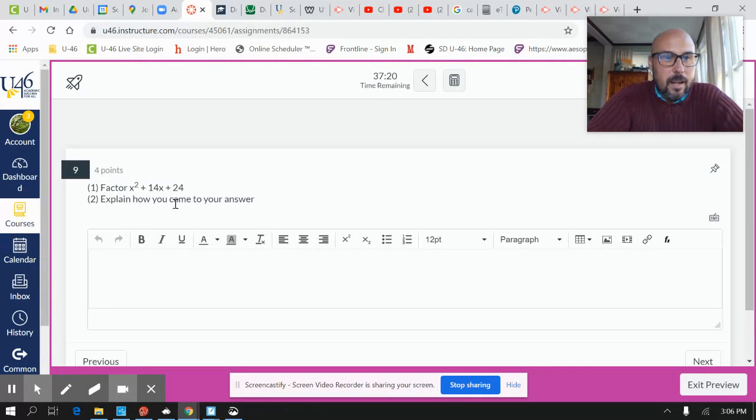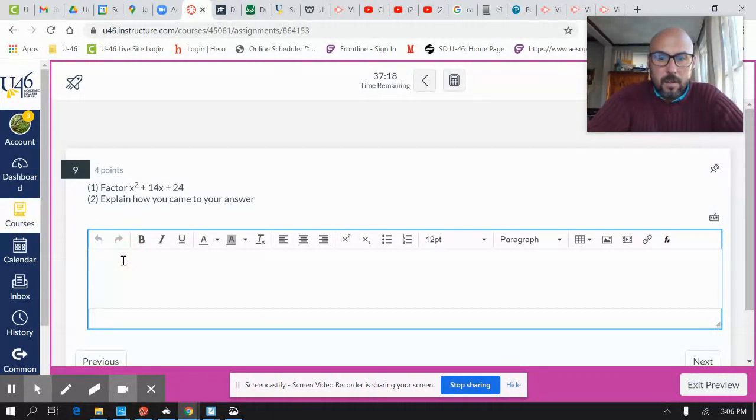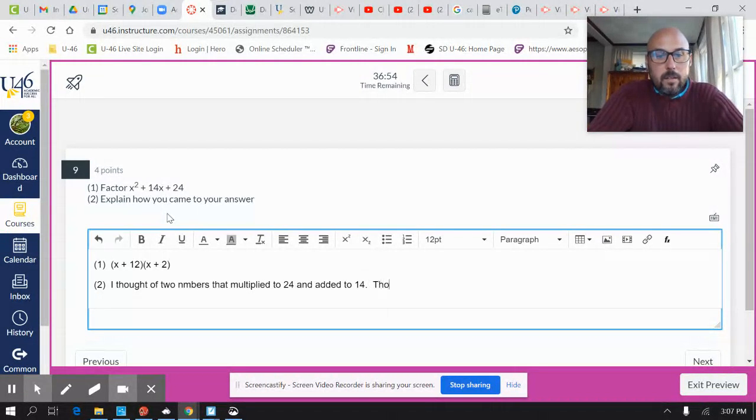Factor this, explain how you came to your answer. Okay, number 1, 2 numbers that multiply to 24 and add to 14 are 12 and 2, right? That's the factorization. Explain. I thought of 2 numbers that multiplied to 24 and added to 14. Those 2 numbers were 12 and 2. So the answer is x plus 12 times x plus 2.